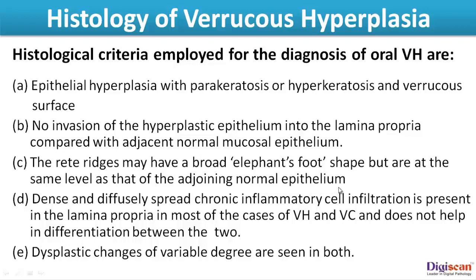Dense and diffuse chronic inflammatory cell infiltration is present in the lamina propria in most cases of verrucous hyperplasia as well as verrucous carcinoma and does not help in differentiation between the two. Dysplastic changes of variable degree are seen in both, so they also do not help in differentiation. So the main feature which helps in the differentiation is growth of the rete ridges under the adjoining normal epithelium in verrucous carcinoma.